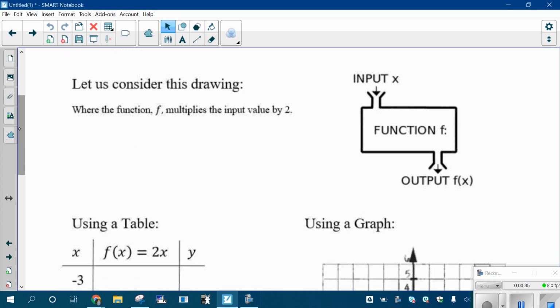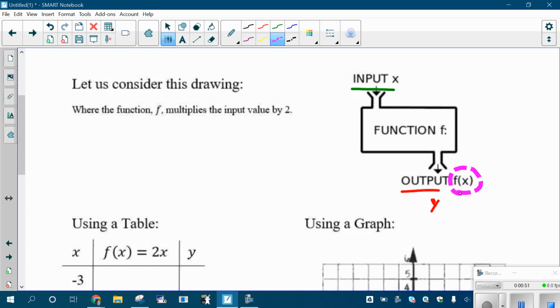So remember functions, you put things in, usually we call our inputs x's, and you get something out. Usually we call our outputs y's, but another type of notation is to call those outputs f parenthesis x parenthesis. And the way to read that is f of x. Okay? Just another name for your output. It's another name for your y.